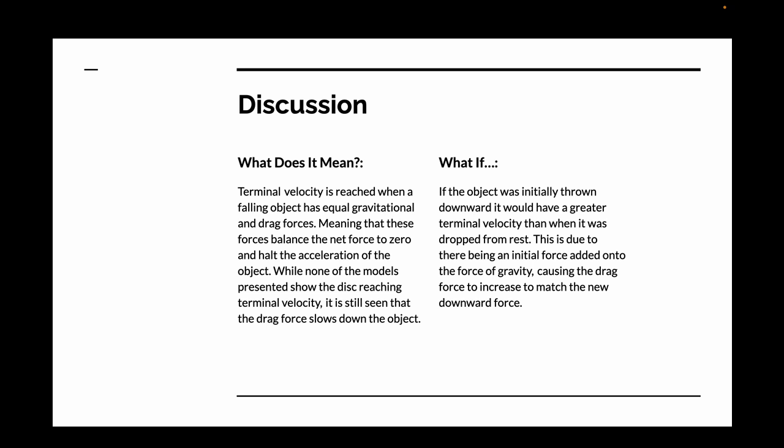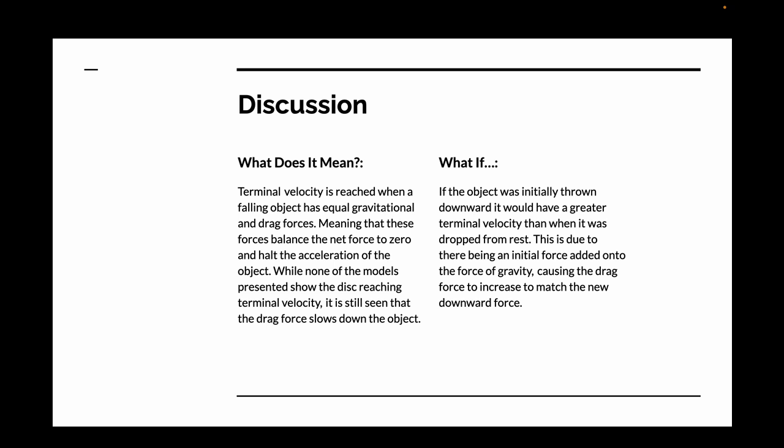Discussion. What does it mean? Terminal velocity is reached when a falling object has equal gravitational and drag forces, meaning that these forces balance the net force to 0 and halt the acceleration of the object. While none of the models presented show the disk reaching terminal velocity, it is still seen that the drag force slows down the object by counteracting the force of gravity.